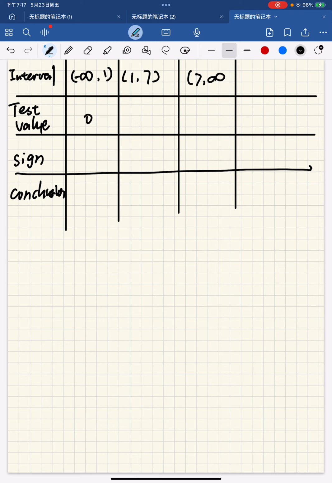In the first interval, we test x equals 0, and we find the result has a negative sign, so the graph is decreasing. Inside the second interval, we test x equals 2. The sign is positive, so the graph is increasing. And in the third interval, we test x equals 10. The sign is negative, so the graph is decreasing.